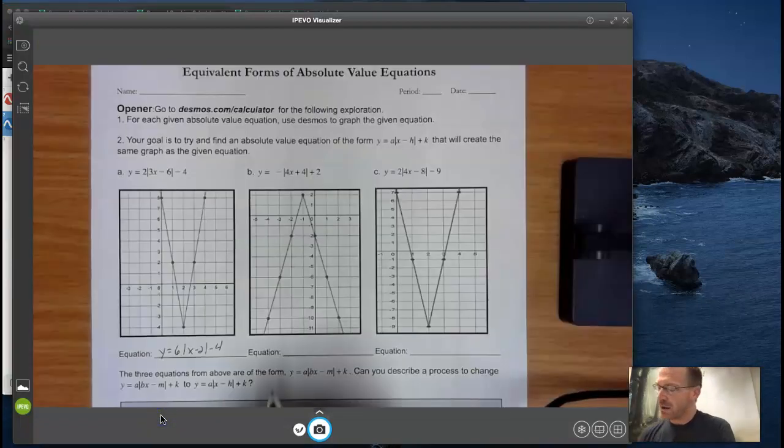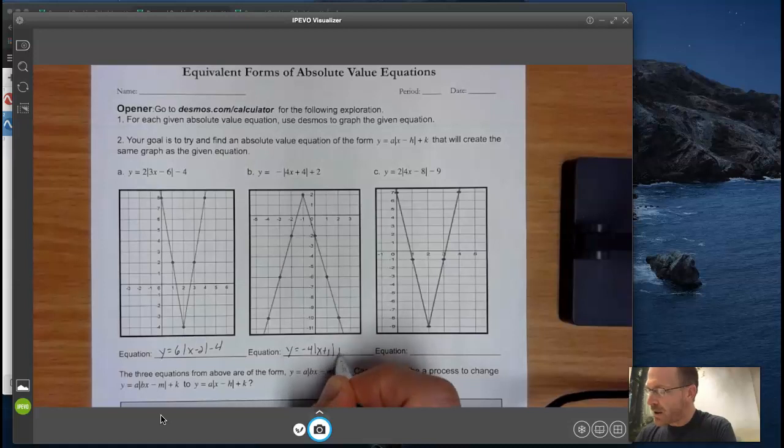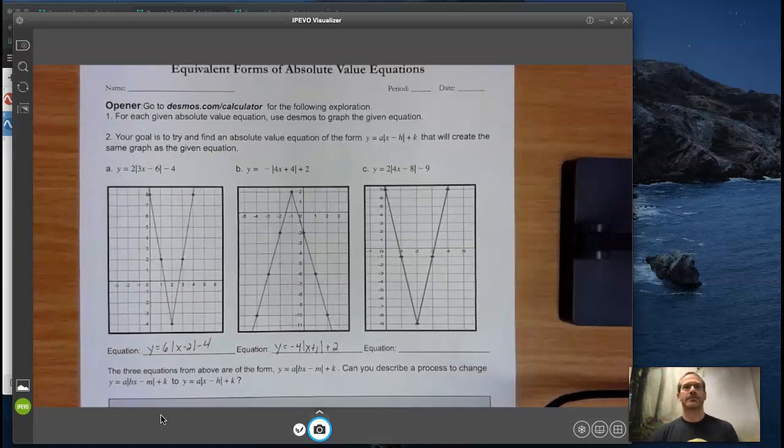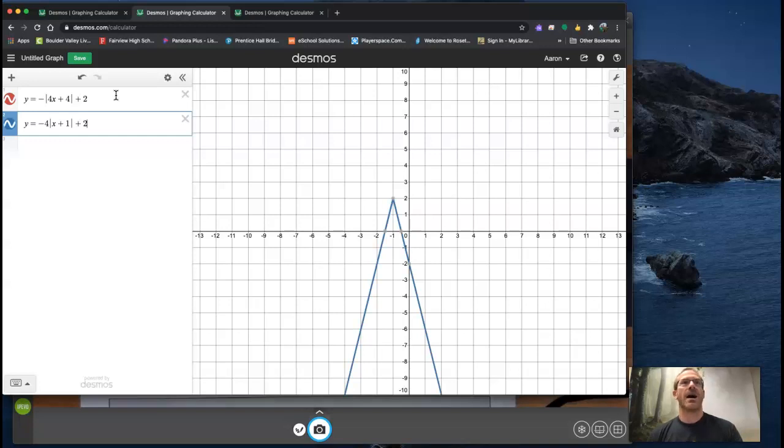So if I go back here, y equals negative 4 and then x plus 1 open. You know what I did? I left the plus 2 off of that. But if I go back and add the plus 2 here, and I add the plus 2 here, I get the same match. So I apologize for doing that, but you can see that it has the same effect.